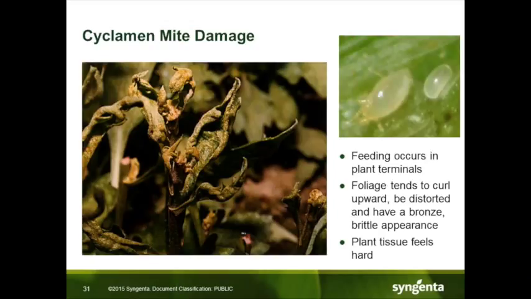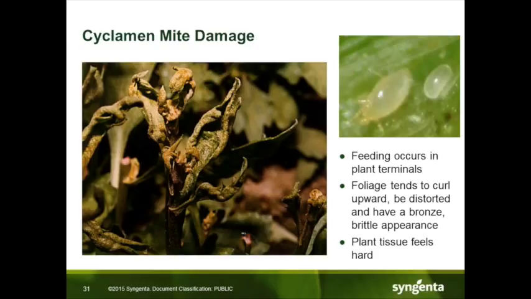Now, there's also tarsonemid mites that you have to be on the lookout for. This is showing you a picture of cyclamen mite injury on dahlia. And basically, the feeding occurs in the plant terminals. They need to be protected in areas of high humidity, so they typically feed in the terminals of the plant. And plants that are infested with cyclamen mite, the foliage tends to curl upward, be distorted, and have a really kind of bronzy, hard, brittle appearance.